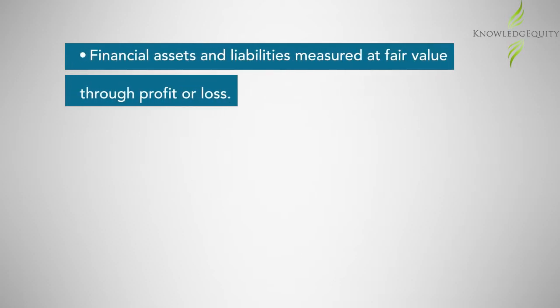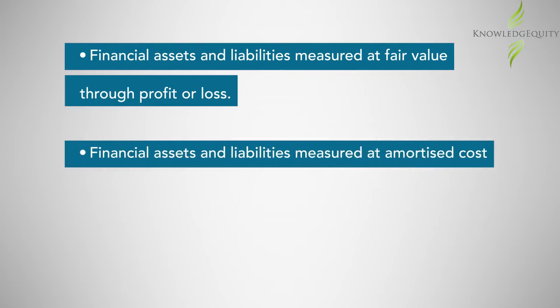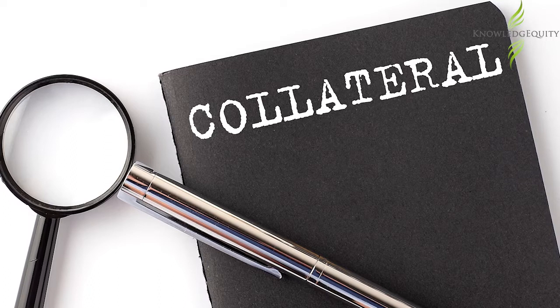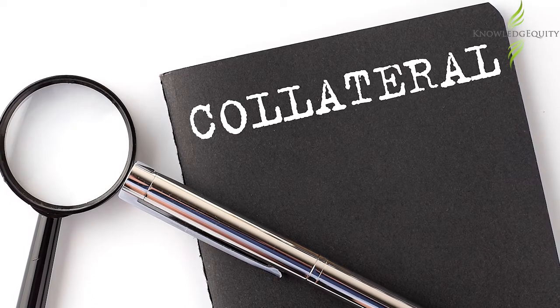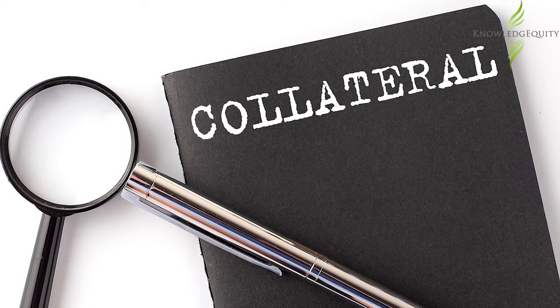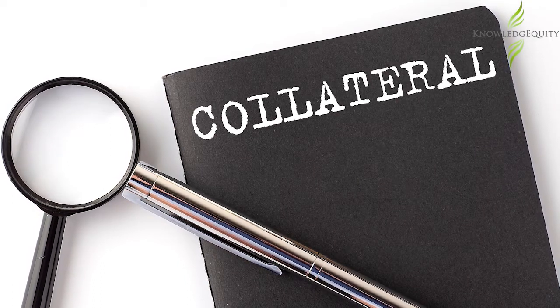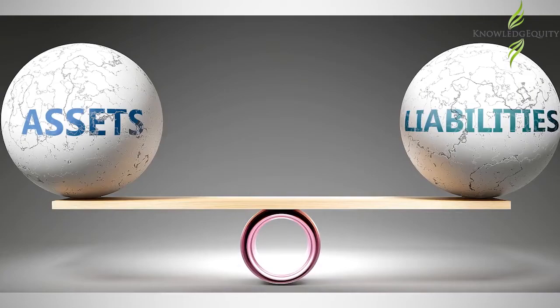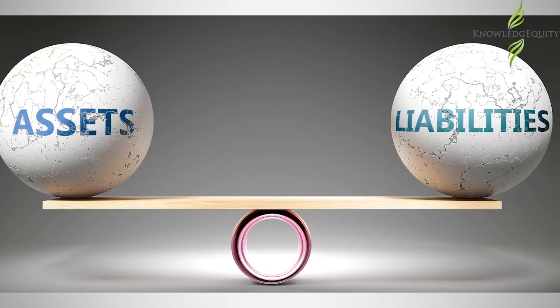This includes financial assets and liabilities measured at fair value through profit or loss, financial assets and liabilities measured at amortized cost, and financial instruments measured at fair value through other comprehensive income. Other important disclosures include any financial instruments pledged as collateral for liabilities or contingent liabilities and the terms and conditions relating to the pledge, any reclassifications or transfers of financial instruments, and any offsetting financial assets and liabilities.